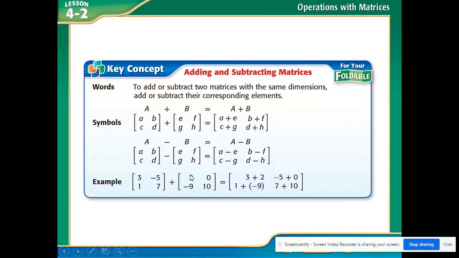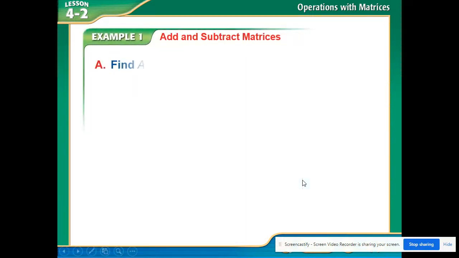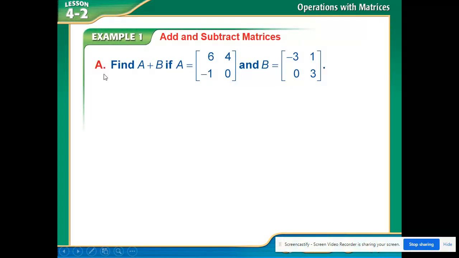So here's an example. The 3 and the 2 are corresponding entries. They are both in row 1, column 1, top left. So 3 plus 2 is going to be 5. So our answer here would have a 5. And then negative 5 plus 0 would just be negative 5. So we have 5, negative 5 on top. And then on the bottom row, we have 1 and negative 9, which would be negative 8. And 7 and 10 is 17. So not too difficult.